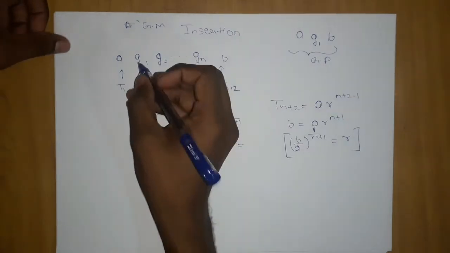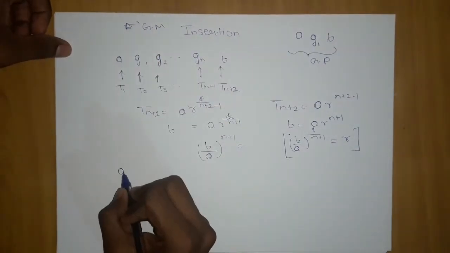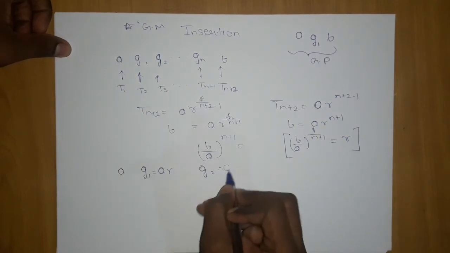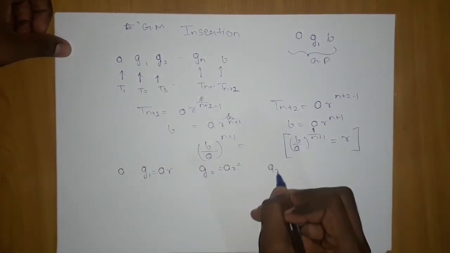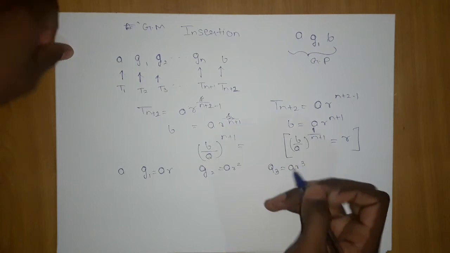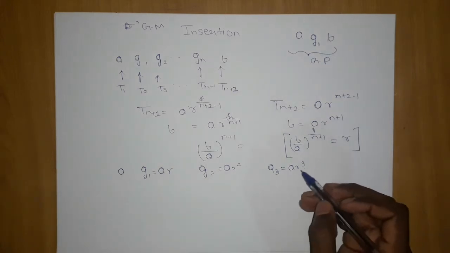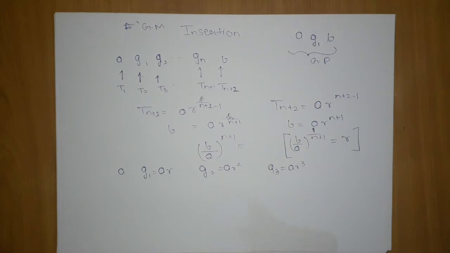Now if I say that the first term is a, then g1 is nothing but ar, g2 is nothing but ar square, g3 will be nothing but ar cube. So you can find any gm just by multiplying a by r to the power of that term's position. So it makes our job easy.